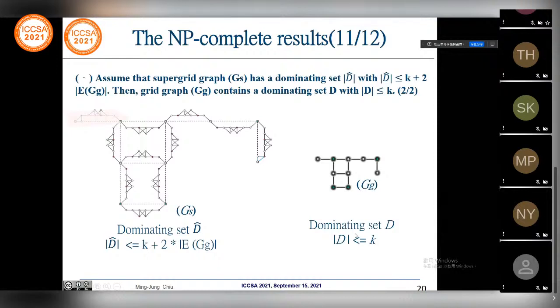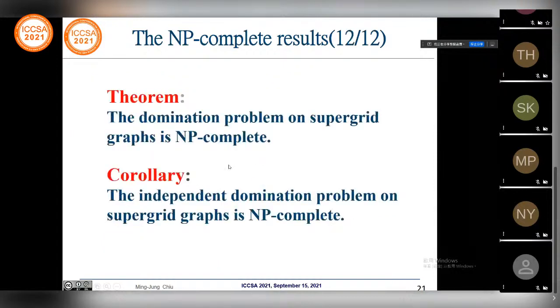From the theorem, the dominating problem on the gridded graph is NP-complete. As a corollary, the independent dominating problem on supergridded graphs is NP-complete.